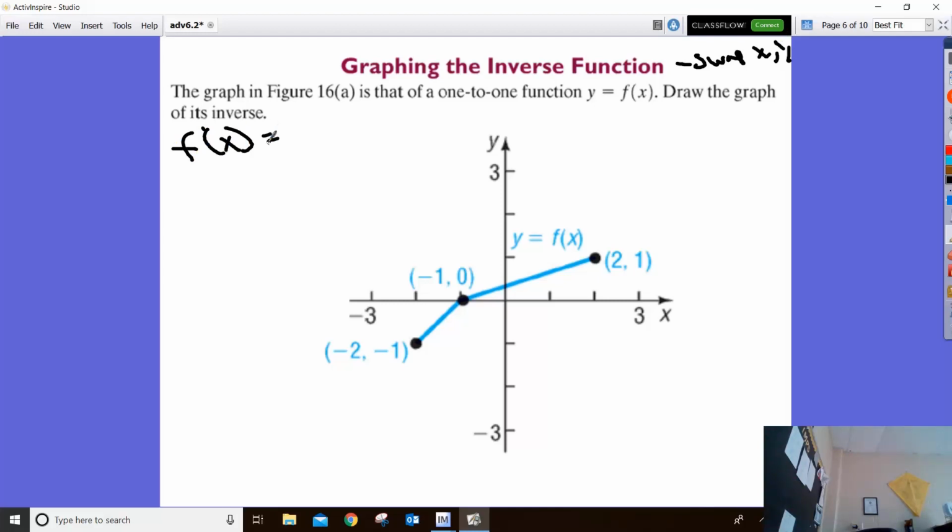F of x has the following points on it: -2, -1, -1, 0, and 2, 1. What does the inverse have?